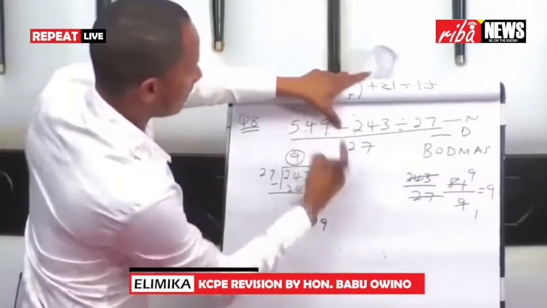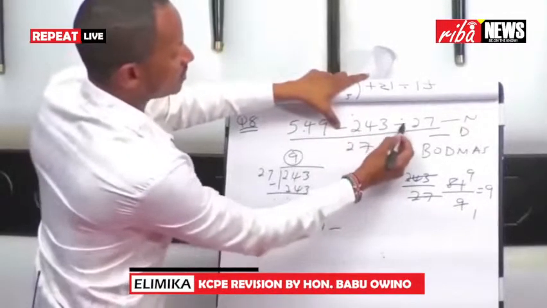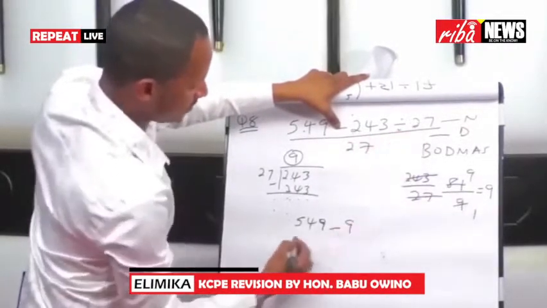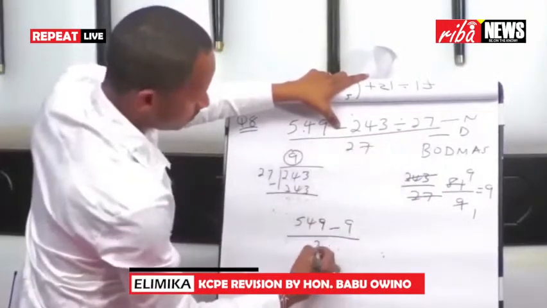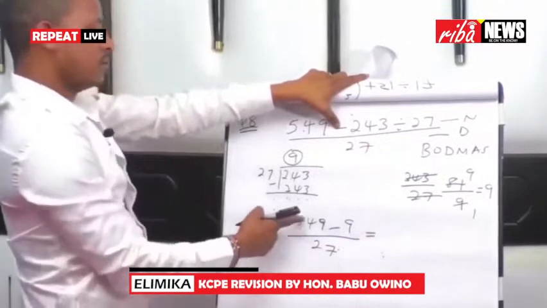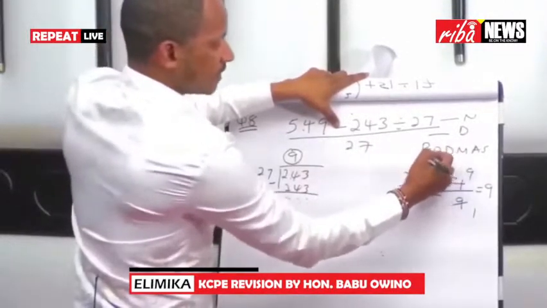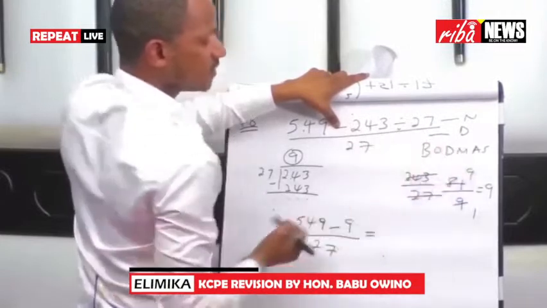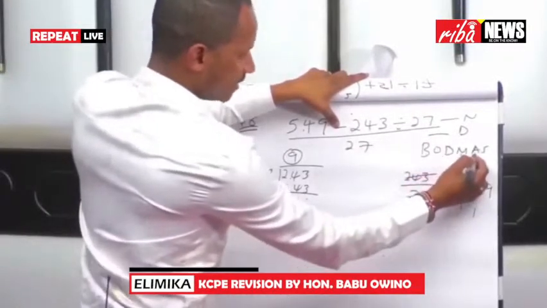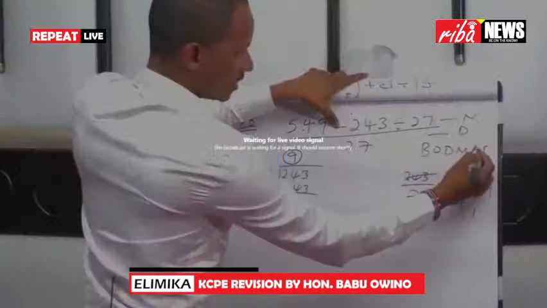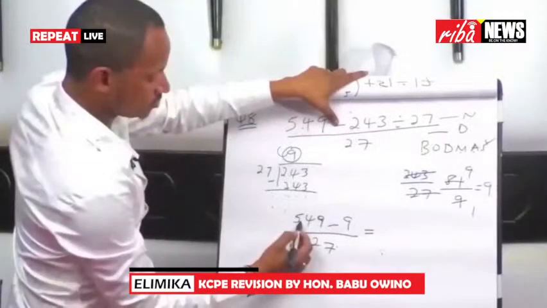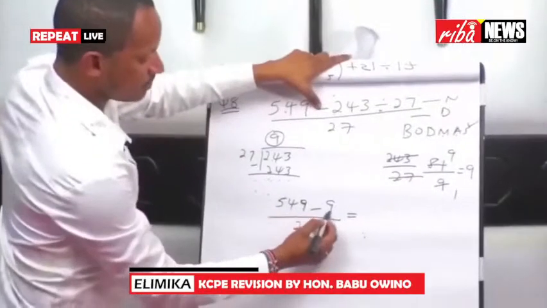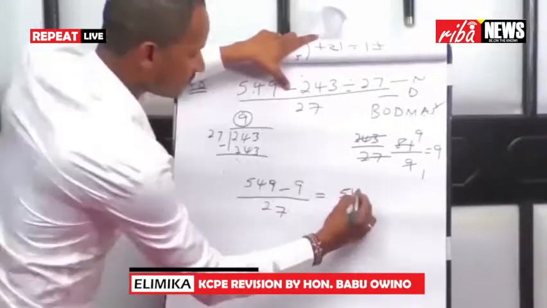Rewrite it: minus, if we divide 243 by 27, we get 9, minus 9, then divide by 27. So here, bracket is not there, of is not there, division we've already done, multiplication is not there, addition is not there, subtraction is there. So it is 549 minus 9, you get 540.